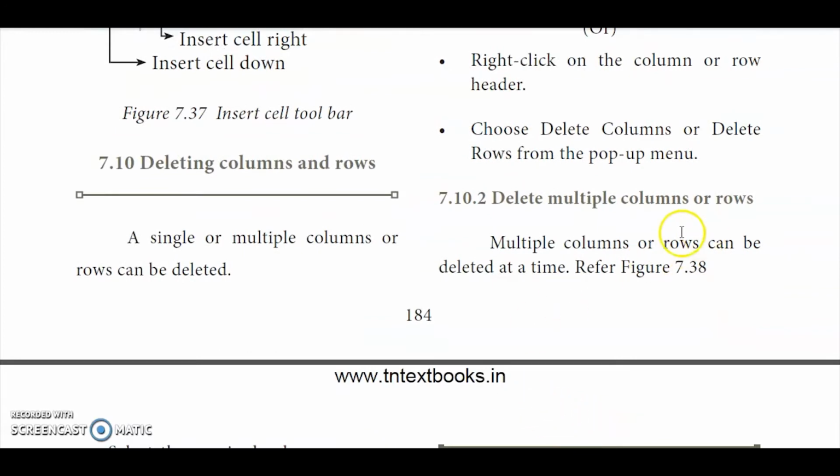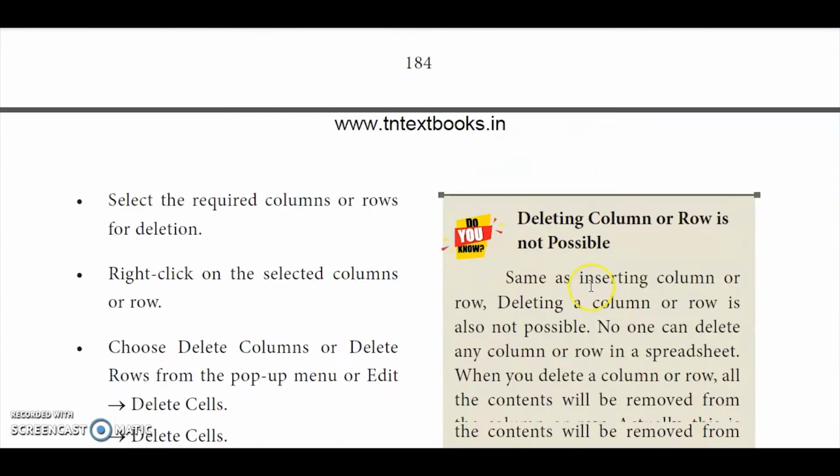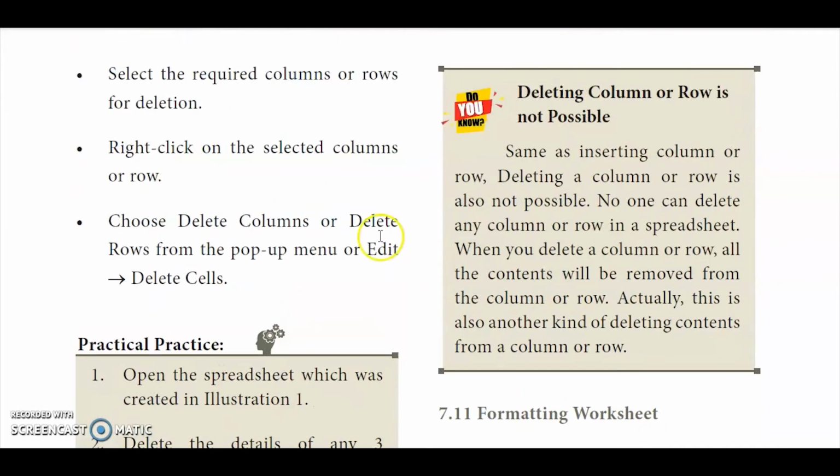Okay. So if you want to delete multiple columns or rows, they can be deleted at a time. So how can we do it? Select the required columns or rows for deletion. Right click on the selected columns or rows. Choose delete columns or delete rows from the pop-up menu, or edit, delete cells. The same procedure for everything. So whichever you are going to delete, you have to first select that.